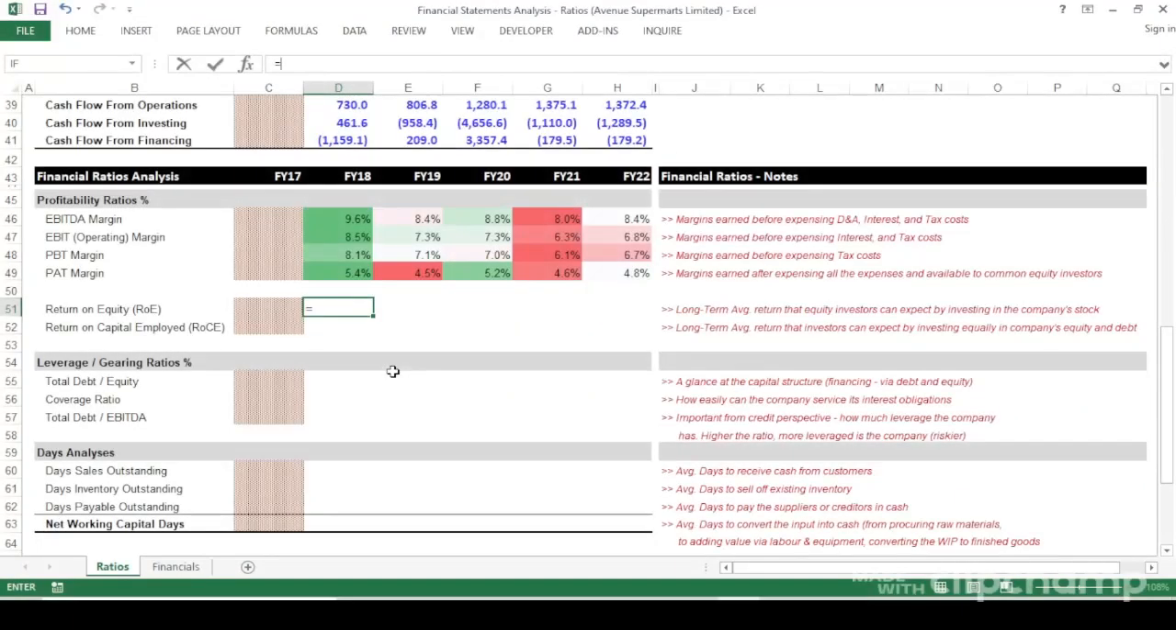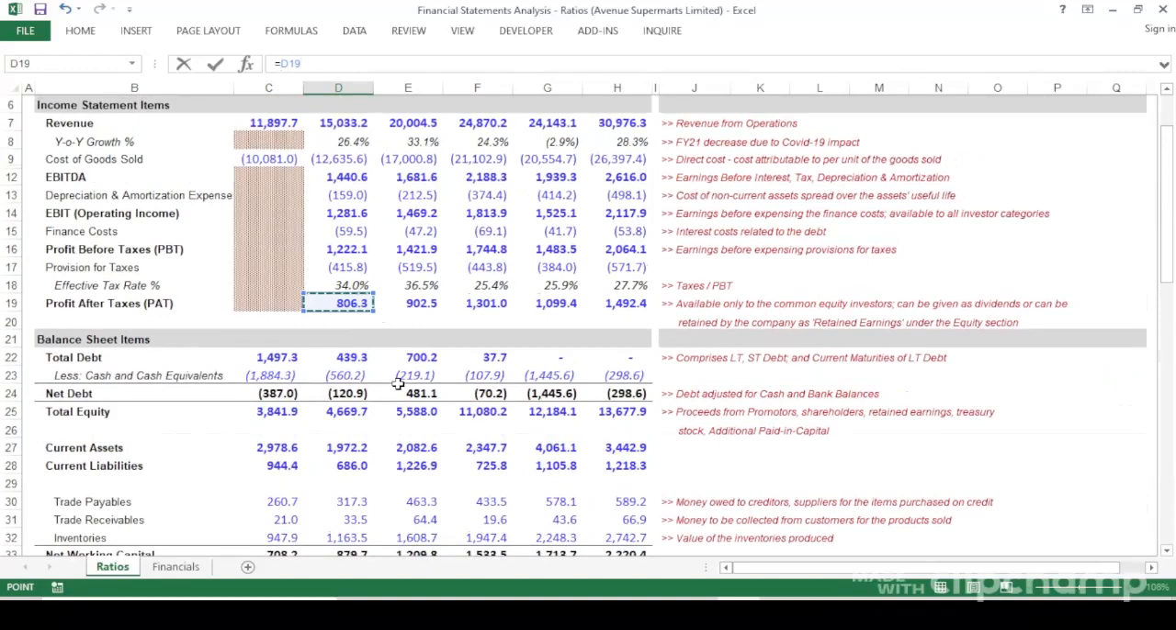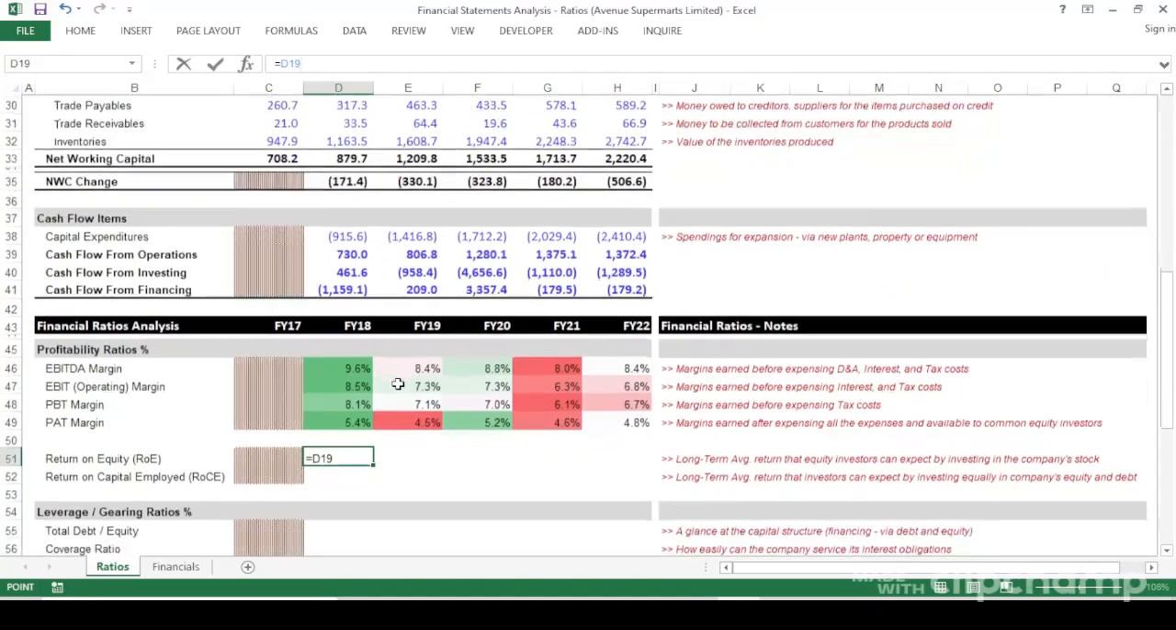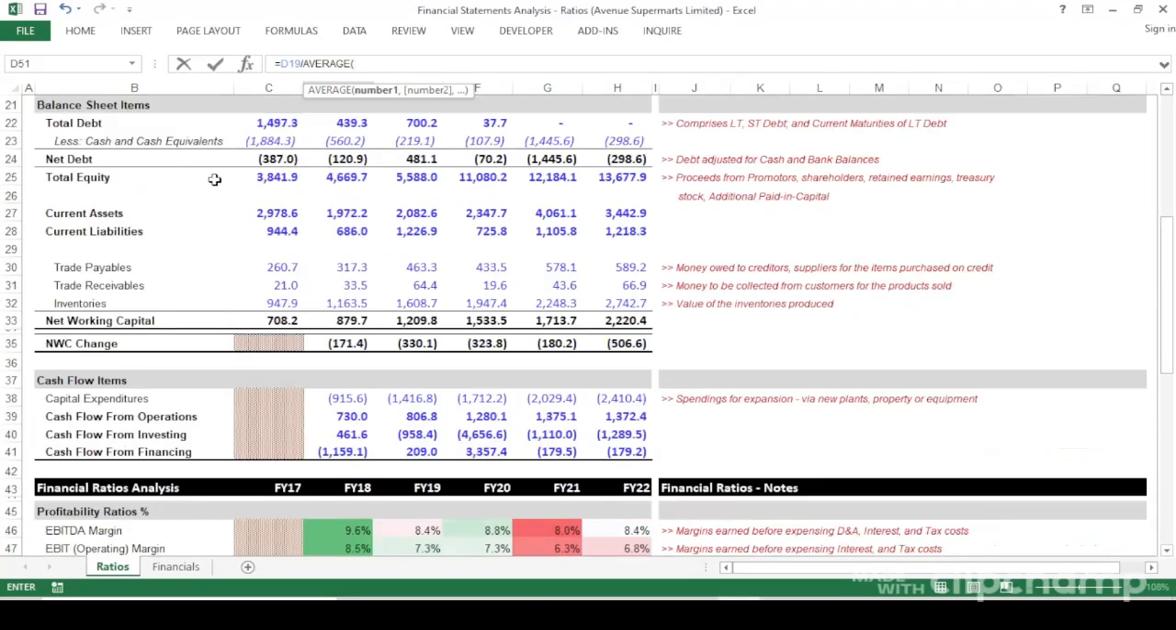So return on equity means what the company has generated in terms of the net income, what is it as a percentage of the equity, or basically what the investors have poured. So what are they going to get out of it? Return on equity is going to be the PAT. So this is the PAT for FY18. So I will divide this by the average. I'll write average. Then I'll shift the tab. So I have the total equity here.